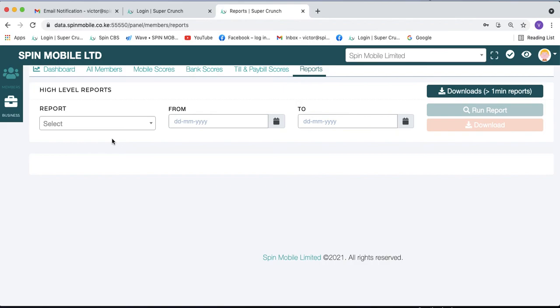Now, there are several reports that you can generate out of this. You can generate reports specifically on the monthly summary, a category for banks, a category for tills, and a category for mobile money statements. You can generate a report specifically for M-Pesa statements, detailing other opportunities that you can leverage the data on in order to reach out to these customers.